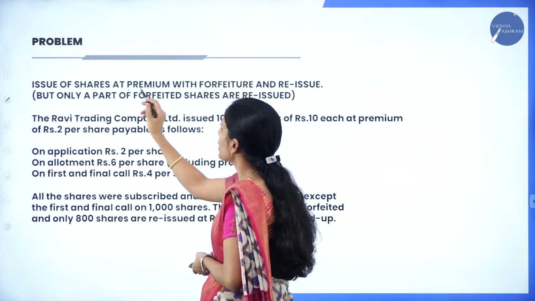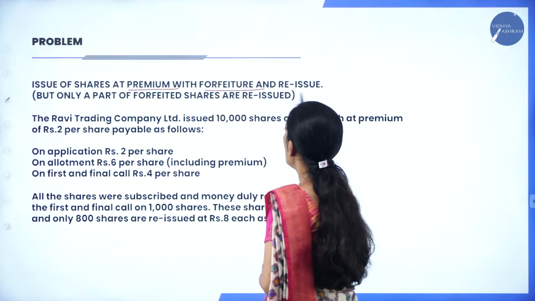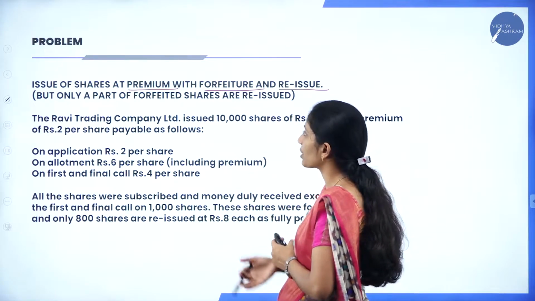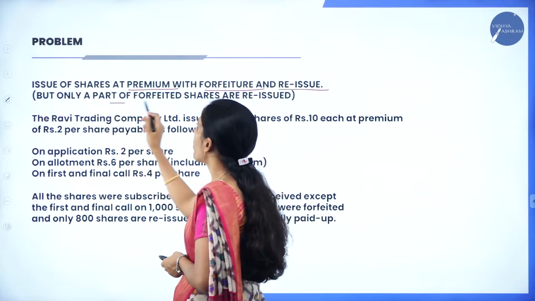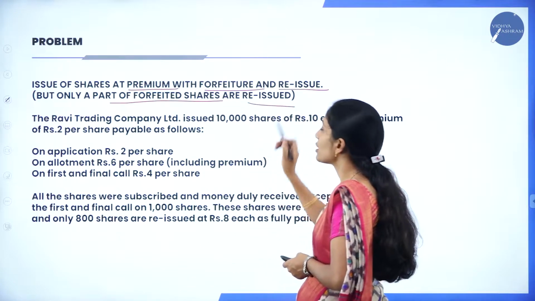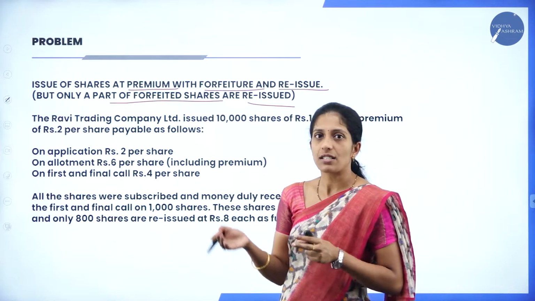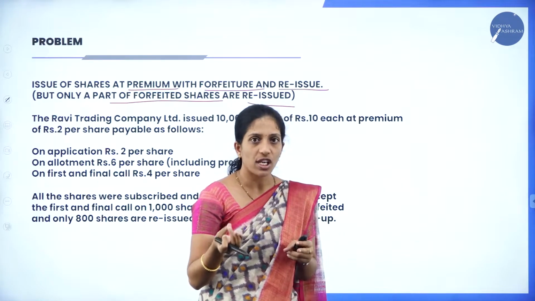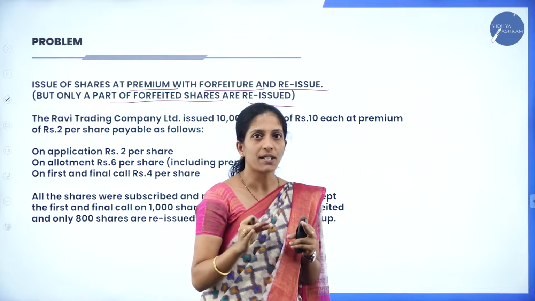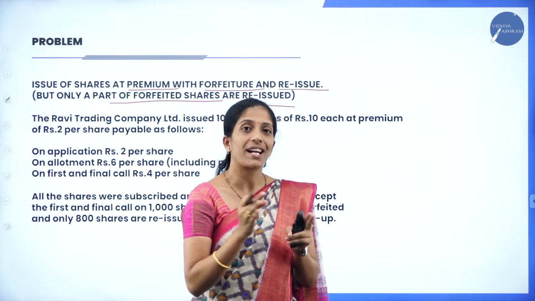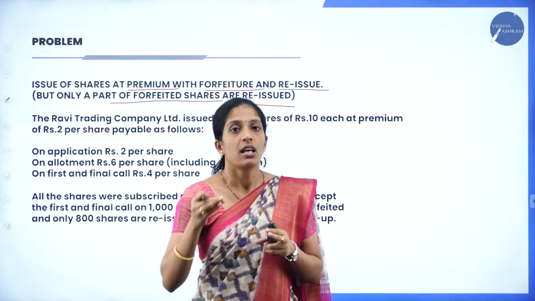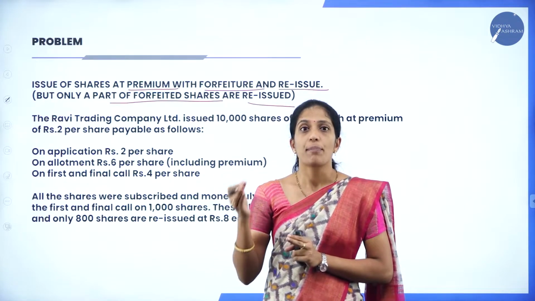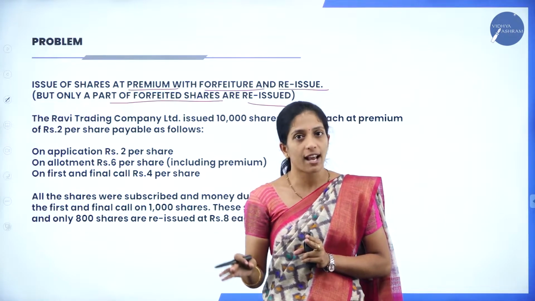Issue of shares at premium with forfeiture and reissue. So they have issued at premium with forfeiture and reissue, but only a part of forfeited shares are reissued. So normally what happens? Till now we had solved a problem where however many shares have been forfeited, that many shares were reissued. So it may be at a discount or at a premium. Now here this is a different situation where they have forfeited the shares, but not all shares have been reissued.